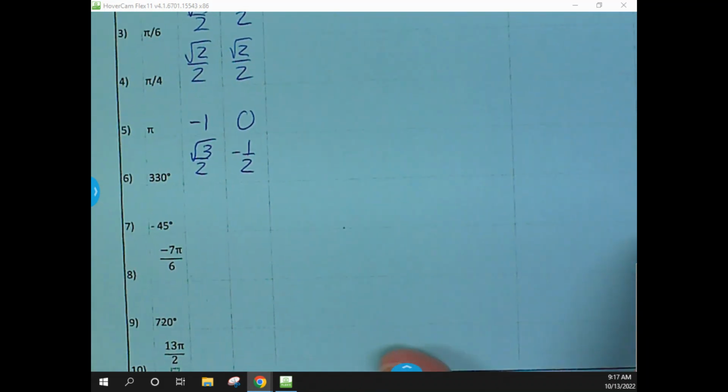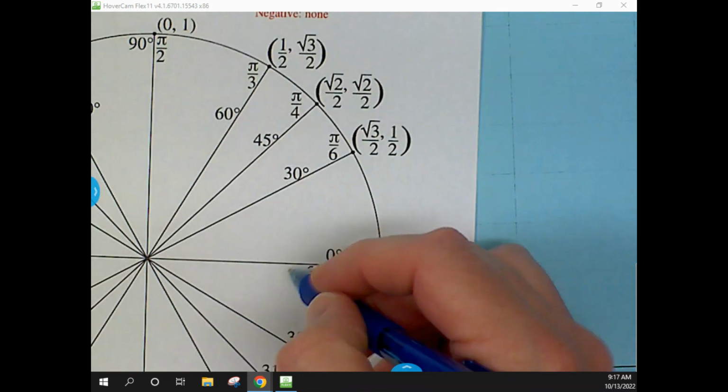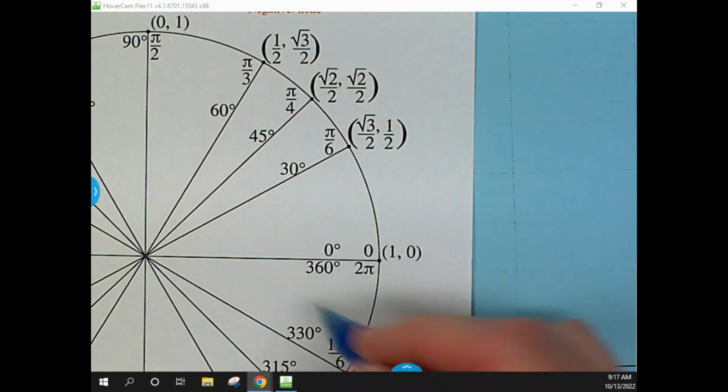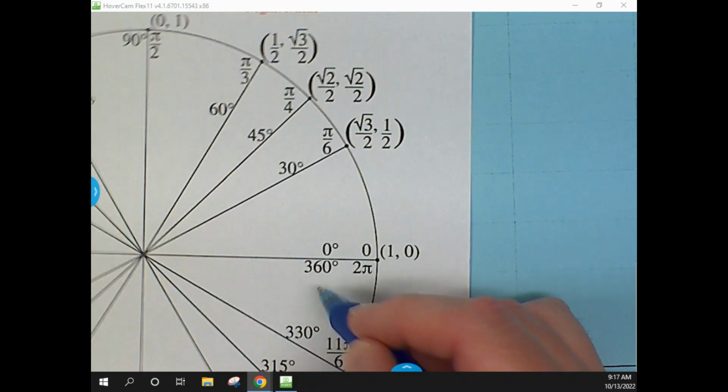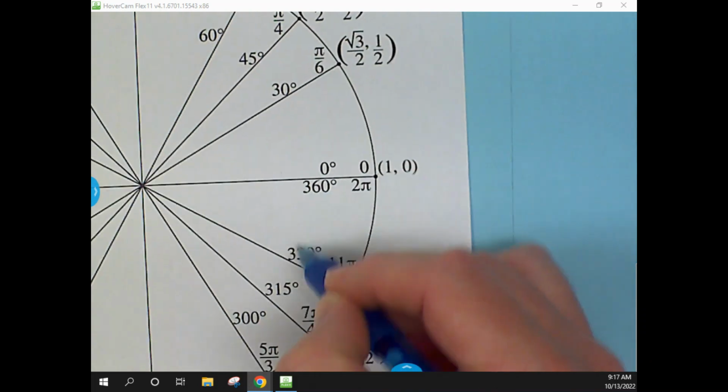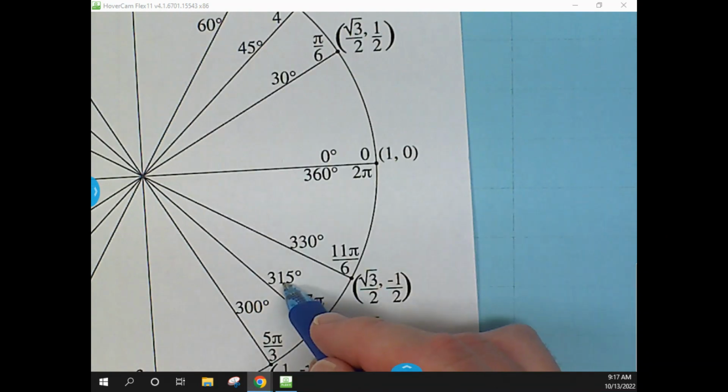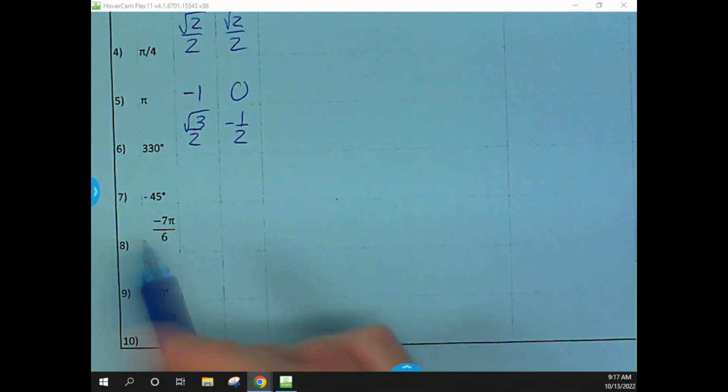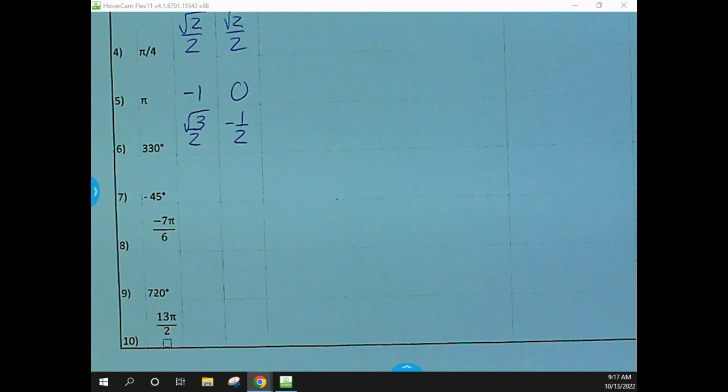All right, and again, when you get to the negatives, remember, instead of going up to 45 degrees, if it's negative, you're going to subtract that from 360, right? So now we're going to go down 45 degrees, which should put you at 315. So when it asks for -45, that's really the same thing as being at 315.